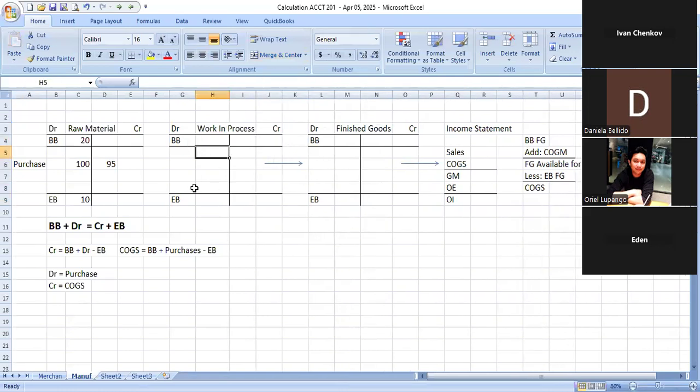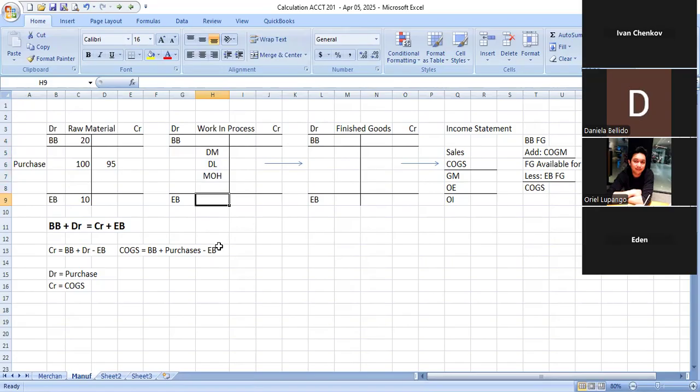So what we're going to have in the work in process account? We have to have three elements here in order for this to work. What will be the three elements? First will be the direct material. Second will be direct labor. And the third one will be manufacturing overhead. Once I have those three costs, then I can say, okay, my product is finished.